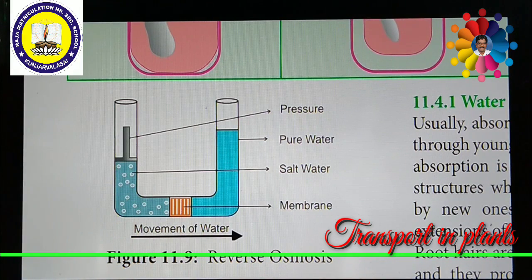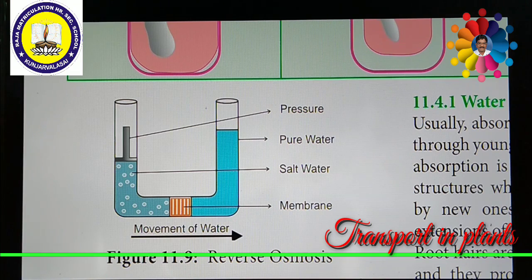This mechanism is called the RO mechanism. This RO mechanism is very useful for purifying drinking water as well as for desalination of sea water. So we are obtaining drinking water from sea water by desalination using this reverse osmosis method.